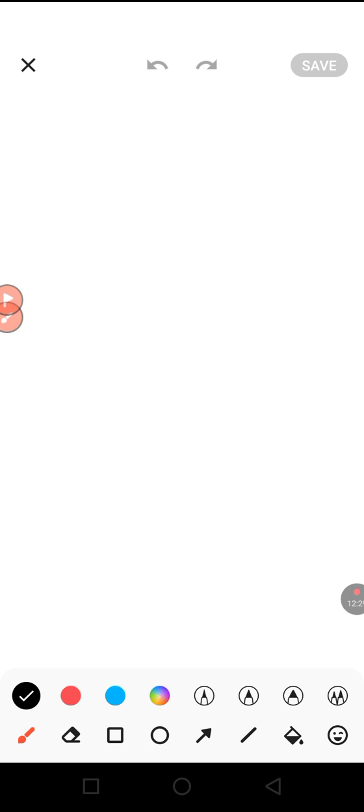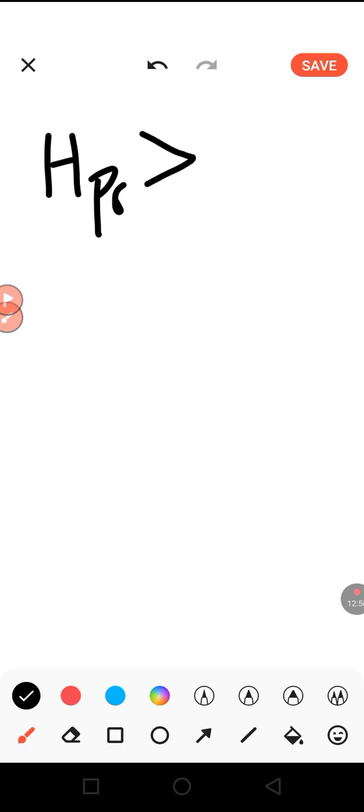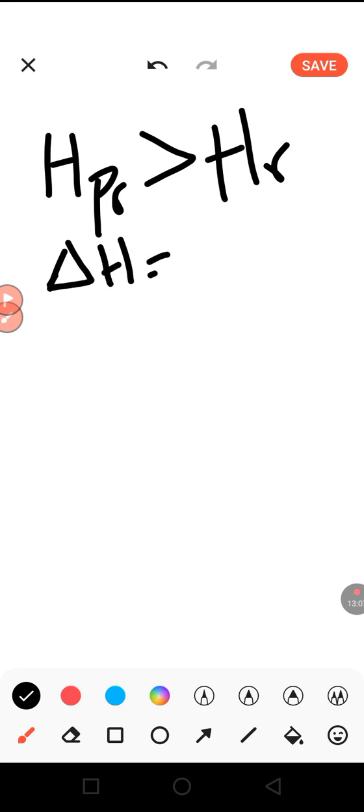An endothermic reaction is a reaction in which heat is absorbed from the surroundings. For an endothermic reaction, the heat content of the product is greater than the heat content of the reactant. That is for an endothermic reaction. And of course, we have a general formula for enthalpy, which is delta H equals HP minus HR.